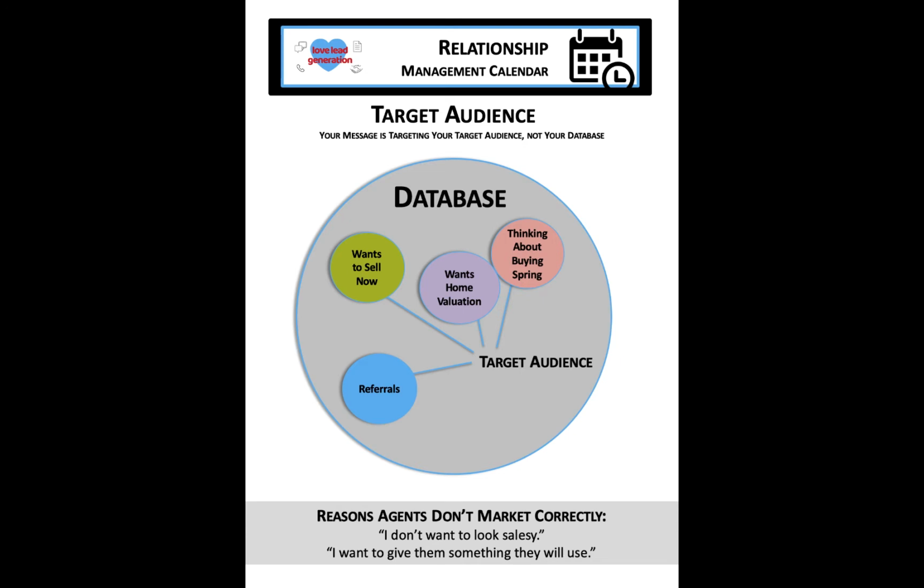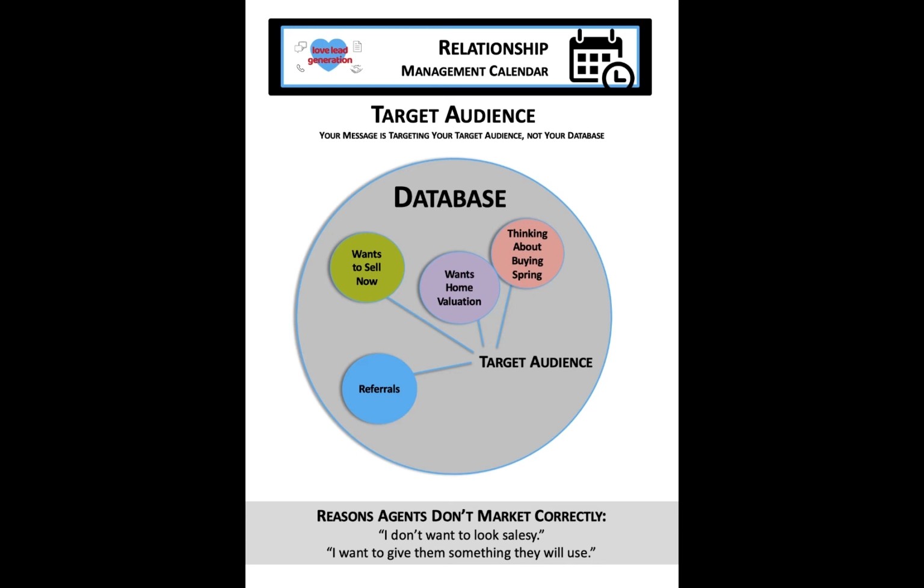Next is learning about targeting our audience, right? The mistake agents make is they try to be everything to everybody. When they're marketing to their database, they try to market things of value because they say, I don't want to look salesy, or I want to give them something that they're going to use. And don't get me wrong, those things are important. Giving them things that they can use is important, or giving them items of value is important. Yet more important than that is targeting the people within our database.